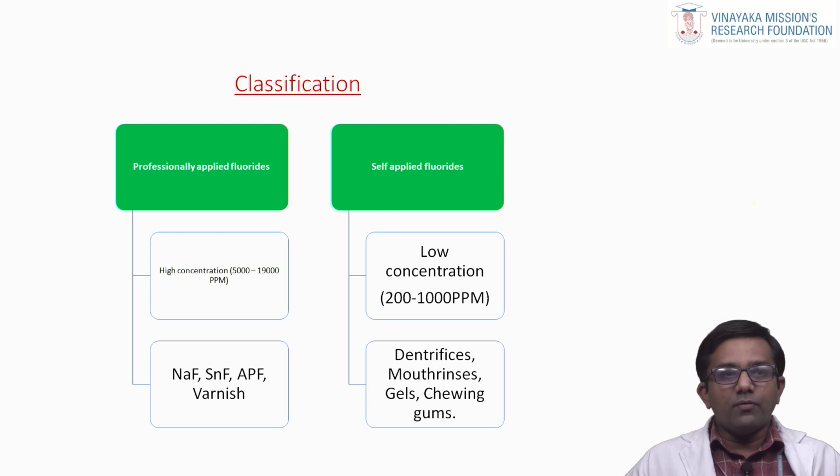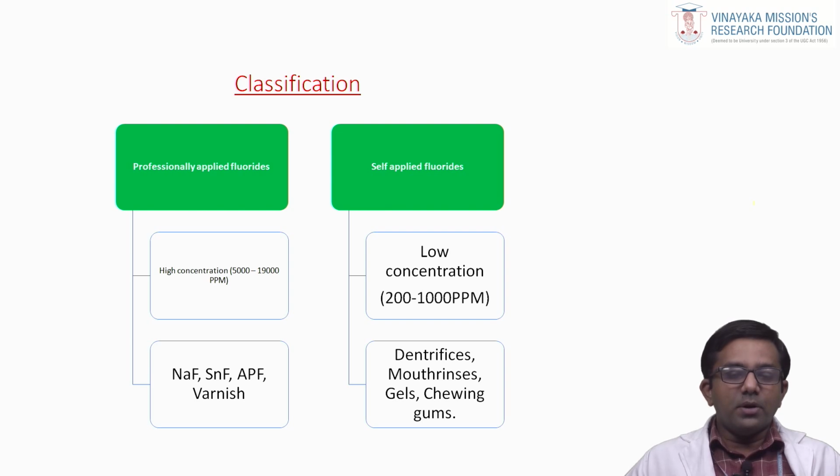Professionally applied fluorides are usually of a higher concentration of about 5000 to 19000 ppm, whereas self applied fluorides are always of a lower fluoride concentration, that is, the ppm of fluoride in the topical application is less when compared to professionally applied fluorides. They have a low fluoride concentration of about 200 to 1000 ppm.